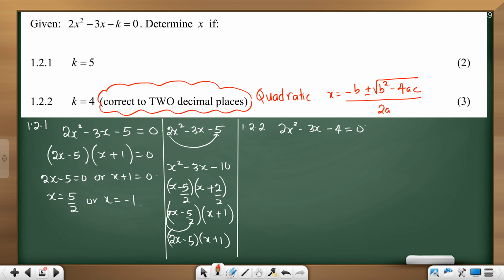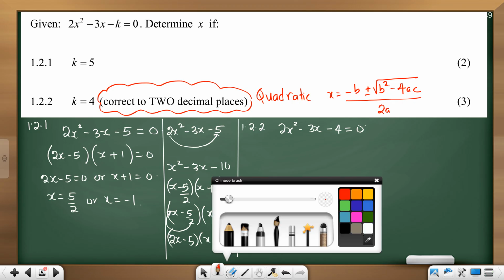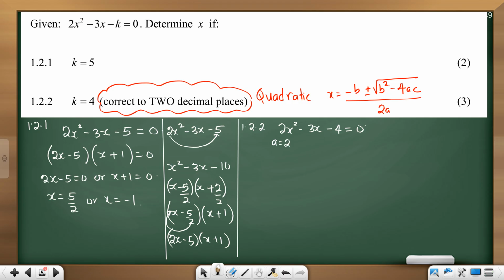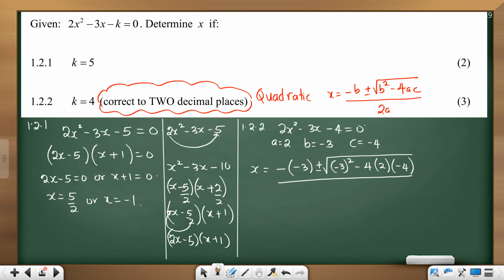Minus b plus or minus. Please show your substitution. So I'll come here and say my a is 2, my b, don't forget the sign. So what is x? Minus b, use brackets, plus or minus the square root of b squared minus 4ac, over 2 multiplied by 2.